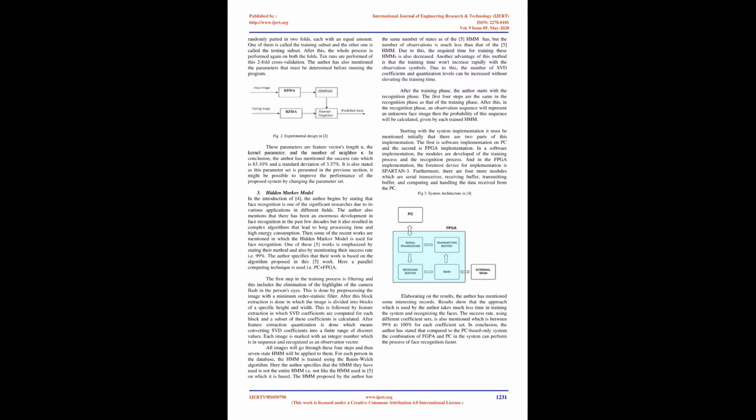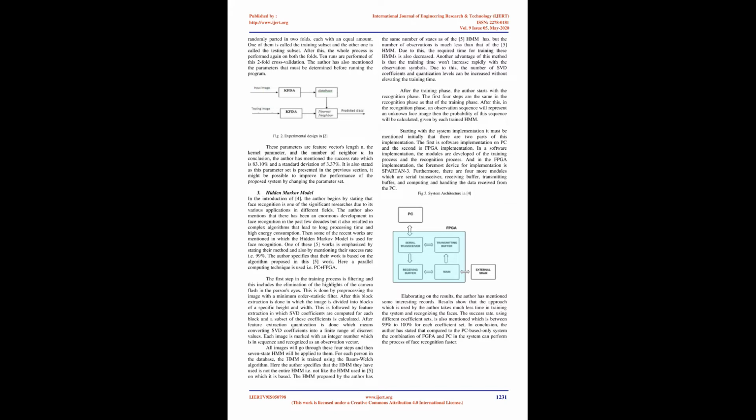This is followed by feature extraction, in which SVD coefficients are computed for each block and a subset of these coefficients is calculated. After feature extraction, quantization is done, which means converting SVD coefficients into a finite range of discrete values. Each image is marked with an integer number which is in sequence and recognized as an observation vector. All images will go through these 4 steps and then a 7 state HMM will be applied to them.